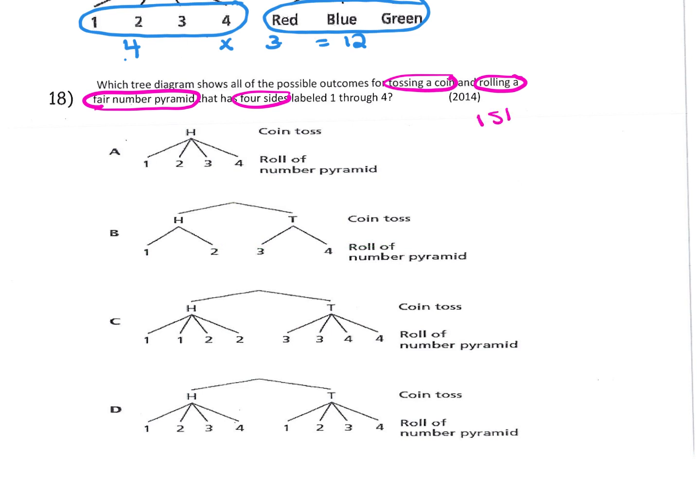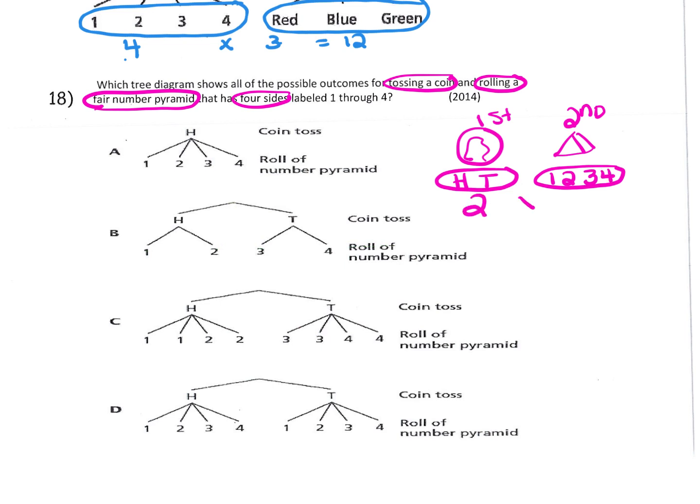Well, for our first event, we're going to be flipping a coin. So in our pool of elements, we could get a heads or a tails. And our second is going to be rolling a pyramid. That pyramid has a 1, or you could roll a 2, a 3, or a 4. There are 2 outcomes here and 4 elements here. 2 times 4 means there are 8 possible outcomes.